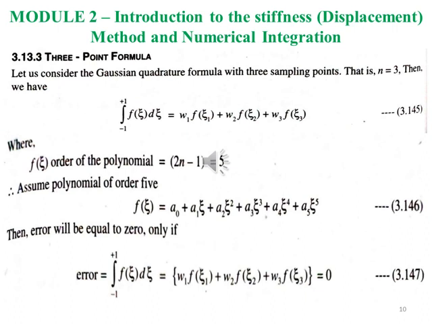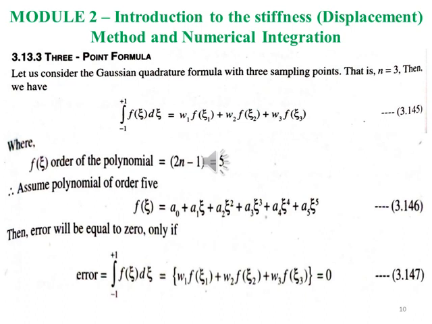So next we have the 3-point formula. Just like the 1-point formula and 2-point formula, we have the 3-point formula for Gauss quadrature with 3 sampling points, that is n is equal to 3. So integrating the function f of z dz from minus 1 to plus 1, we will get 3 weights w1, w2 and w3 and 3 functions f of z1, f of z2 and f of z3. The same is represented in equation 3.145.